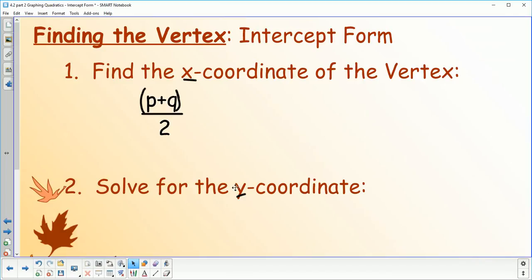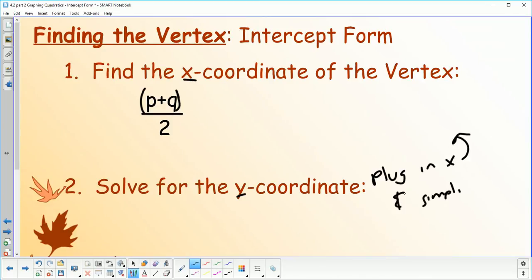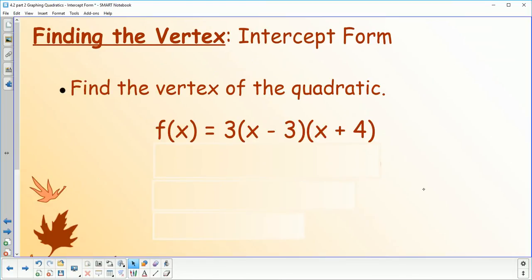And like we've done previous times, to find the y coordinate, we're just going to plug in your x from that previous step, and then as always we need to simplify to figure out what our y coordinate is. That'll give us our point (x, y), which is going to be the vertex again, which is the highest or lowest point.